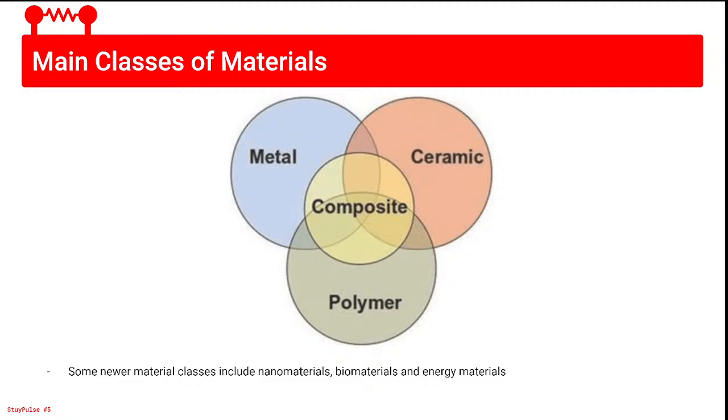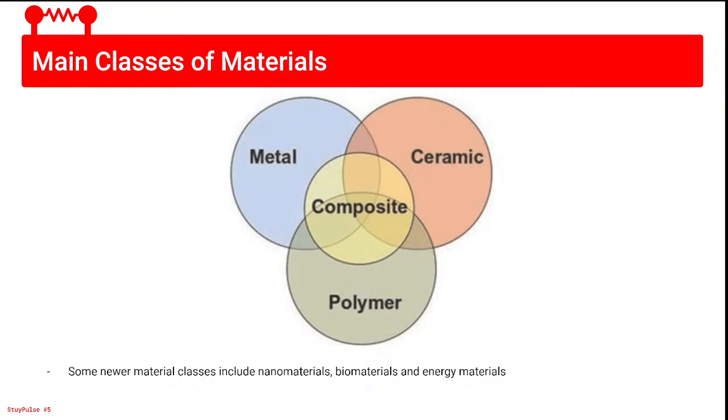There are many different classes of materials in the world, but these are the four main ones: metals, ceramics, polymers, and composites. Nowadays, with advances in technology and research, there are a few more main categories that people talk about, consider, and research. Those include nanomaterials, biomaterials, and energy materials.